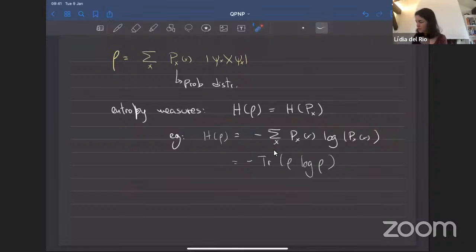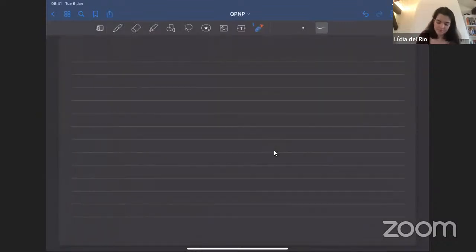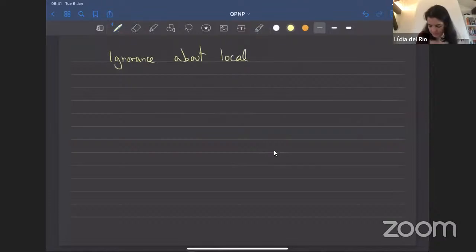Okay, so there's just one more thing I should definitely cover today because you need it for the tutorial. And this is what happens if your ignorance has something to do with locality, ignorance about local information. And that's the partial trace.